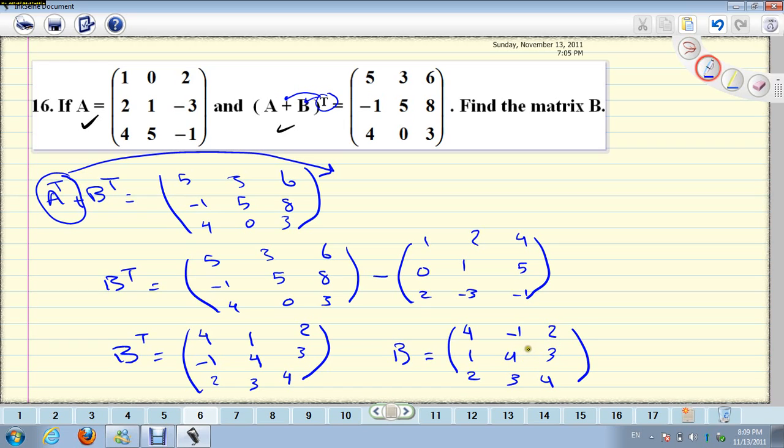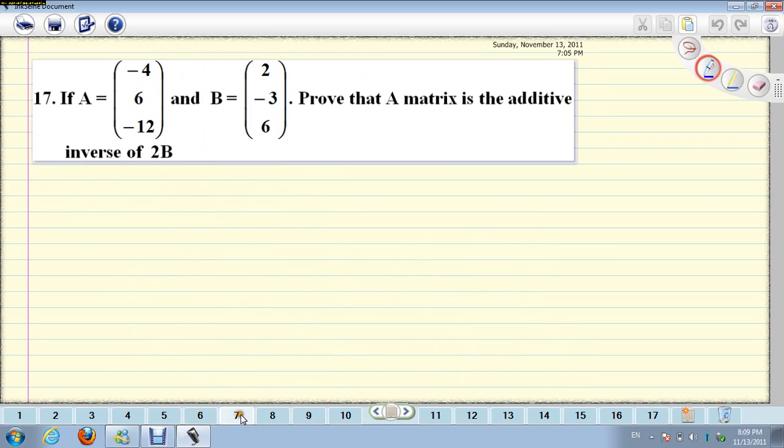Okay. Next question. It's exercise 17, page 22. And this is matrix A. Amr Ghazawi asked me about this question today. And this matrix B, prove that A is the additive inverse of 2B. What does it mean by the word additive inverse when I say negative 3? So its additive inverse is 3. This is a simple example about this.